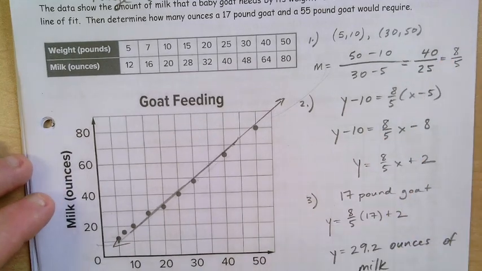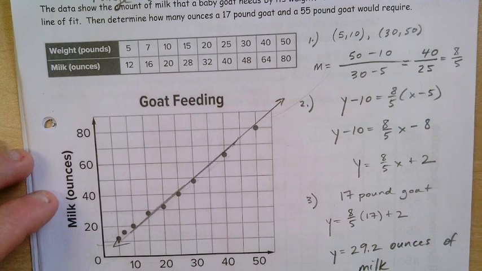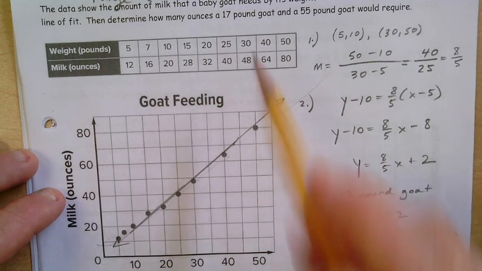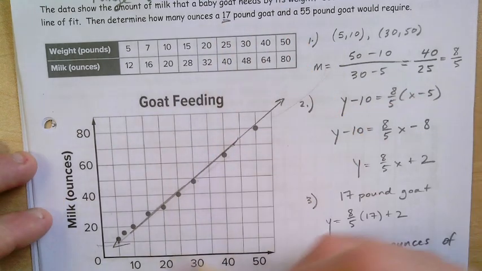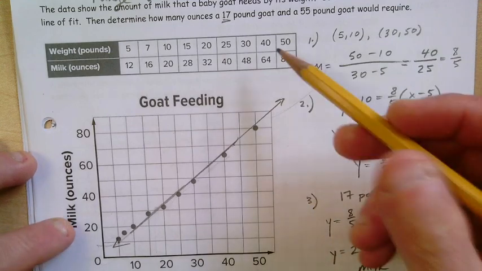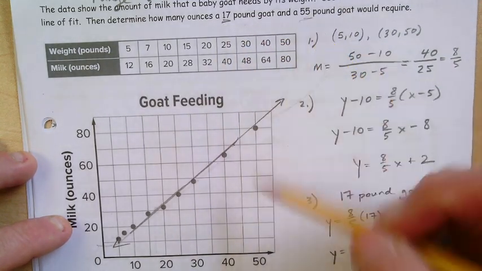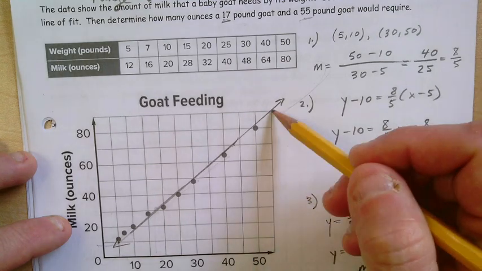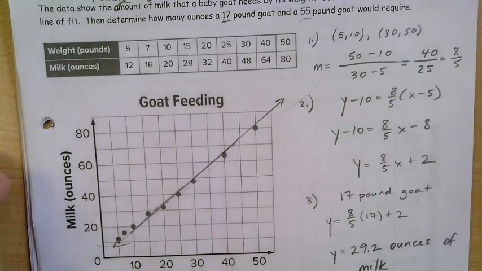So here's what the problem says. The data shows the amount of milk that a baby goat needs by its weight. Use the data to determine the line of fit. Then determine how many ounces a 17-pound goat and a 55-pound goat would require, okay? Now before we get going any further, a 17-pound goat would be somewhere right in here, and so I'm thinking that is an interpolation versus a 55-pound goat, which would be, I believe, right here, outside that data. So again, just trying to reinforce the understanding of interpolation versus extrapolation.